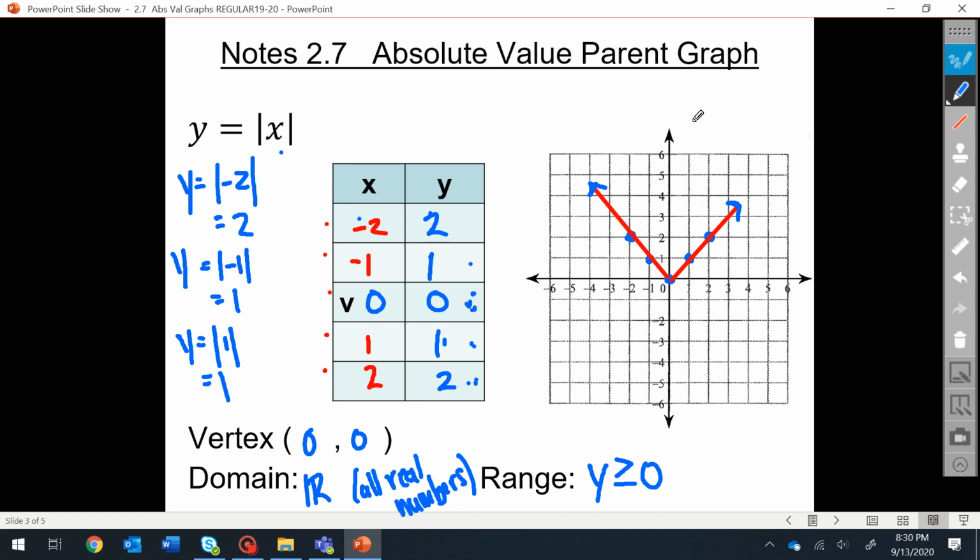So that's the absolute value parent function. All of our other functions are going to look something like this, just in a different place.